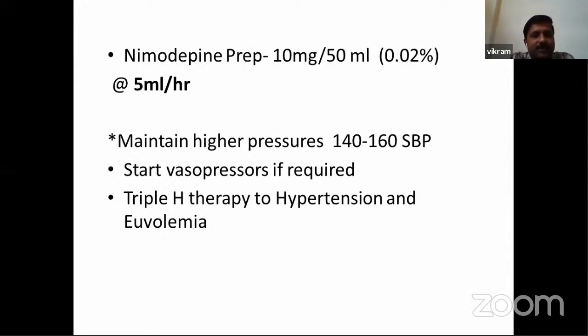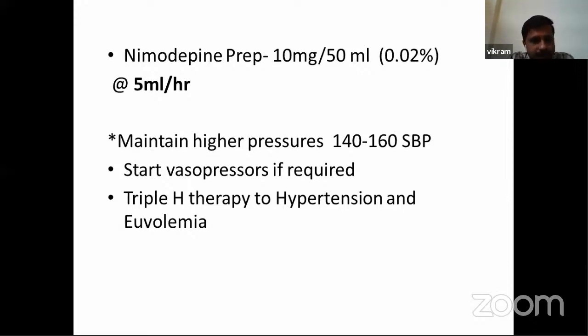In case there is hypotension, the dose can be reduced to 2.5 ml per hour. But if the vasospasm is persistent and if the pressures are holding, the dose can be increased to 7.5 ml. It's important to maintain higher pressures, around 140 to 160 of systolic blood pressure, once the aneurysm is secure. And for this, you might have to start them on vasopressors.